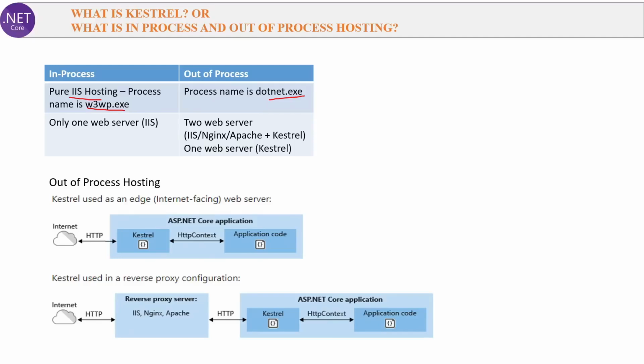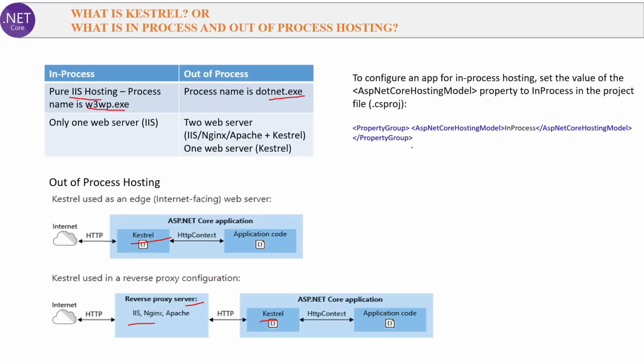In the first, ASP.NET Core uses only Kestrel as the hosting server. In the second type, IIS and Kestrel are both used, where IIS is used as a reverse proxy server. By default, ASP.NET Core uses out-of-process hosting. So in order to make it in-process, one has to set the value of the AspNetCoreHostingModel property to InProcess in the project file, as shown in the screenshot. So now you know what Kestrel is. Kestrel is a lightweight web server for ASP.NET Core applications.